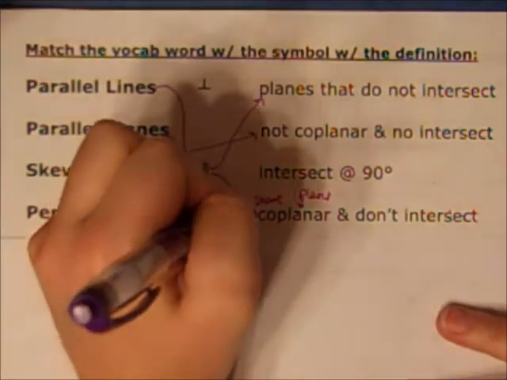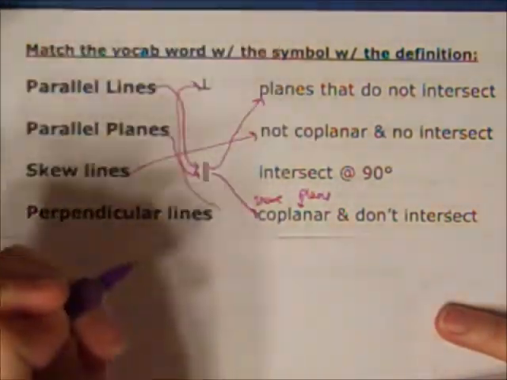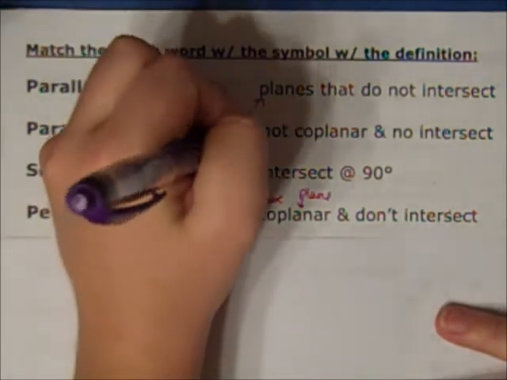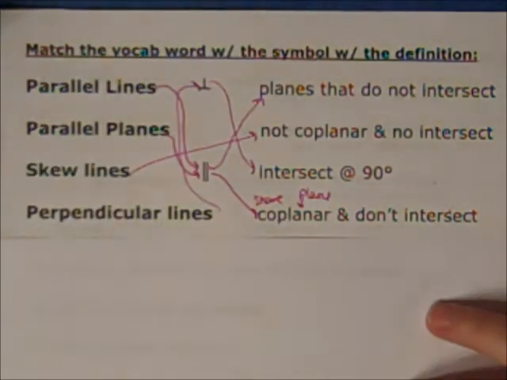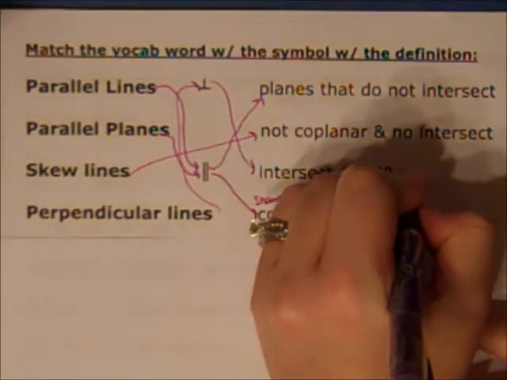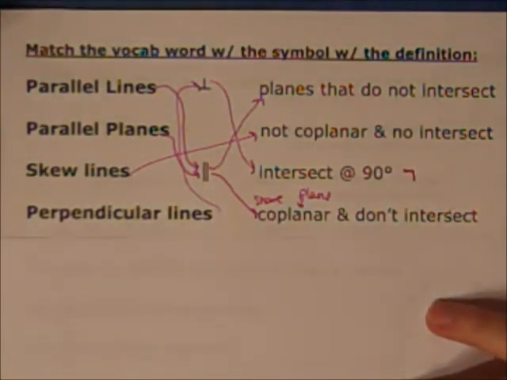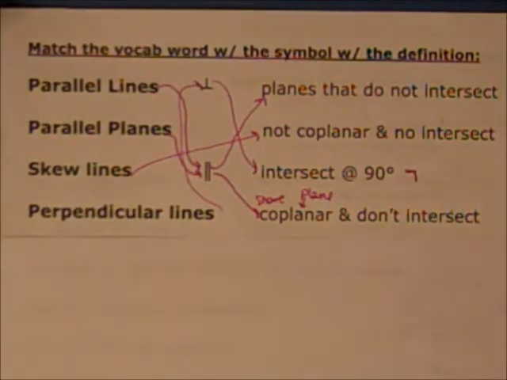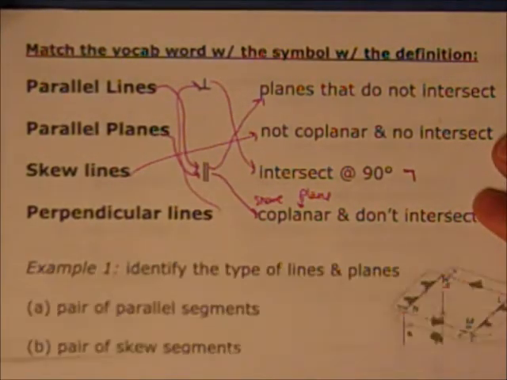Perpendicular, this is the symbol for perpendicular, and we know that that means they intersect at 90 degrees, so they're making a right angle. So we're going to look for that little right angle box that we talked about in chapter 1. Okay, good. So vocabulary we've got. So let's do our first example here.